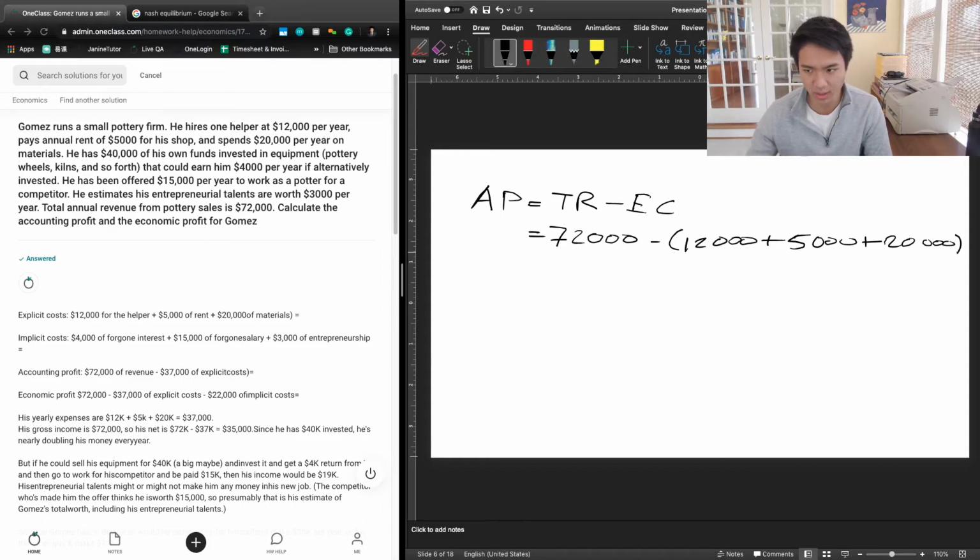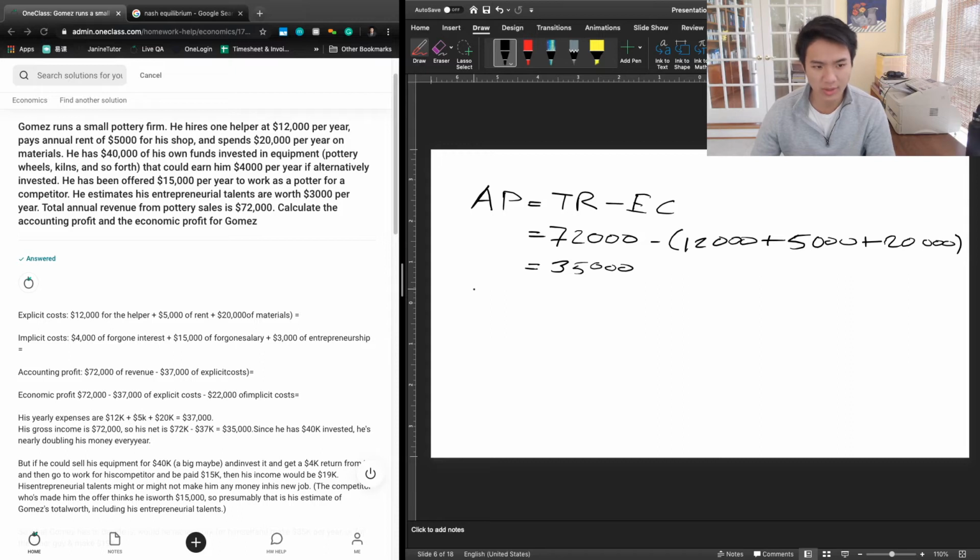And so this is going to be our total calculation for accounting profit. We have $72,000 minus $12,000 plus $5,000 plus $20,000. So this is going to give us a total of $37,000. So $72,000 minus $37,000 is giving us $35,000, right? So $35,000 is his accounting profit. And so that is the actual balance sheet profit that he is making every year.